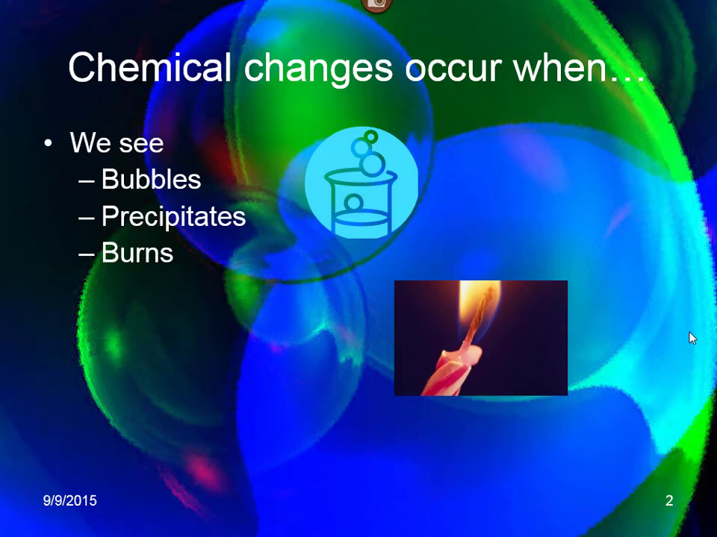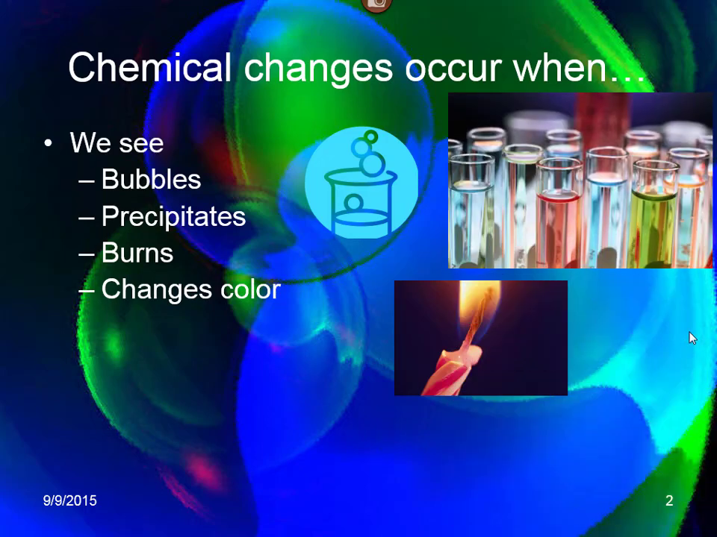Oh, we forgot to mention this one. If something burns, that would be a chemical reaction. Changes color, we named that one. That's usually the one that people think of first. And changes temperature, which is the one that we're focusing on today. We're going to talk more about how that heat is transferred from one thing to another, and what words we can use to describe that change.